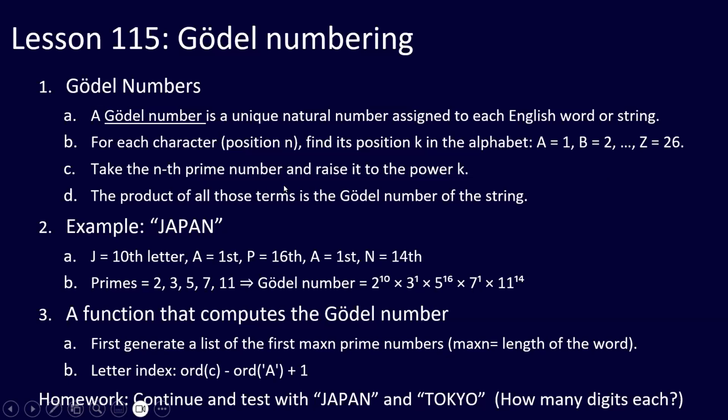So take the nth prime number and raise it to the power of k, depending on the character position n, where k is the position of the alphabet letter, from A to Z. The product of all these terms is the Gödel number. And then we started to make a function to compute the Gödel number. First, we made a list of prime numbers, and I explained how to calculate k.